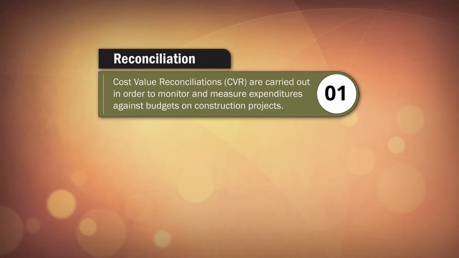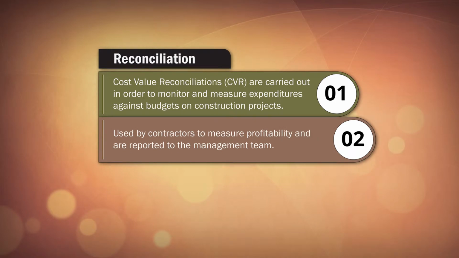Now, what about reconciliation? Reconciliation is normally related to cost value. Cost value reconciliations are carried out in order to monitor and measure expenditure against budget on a construction project. A measurement of the actual costs involved in a project is compared against the value of the work, including profit, to show a bottom line. In a similar way to a balance sheet for a company, they are typically used by contractors to measure profitability and are reported to the management team, usually around the time of interim valuation of the work completed to date, and again at completion of the final account.